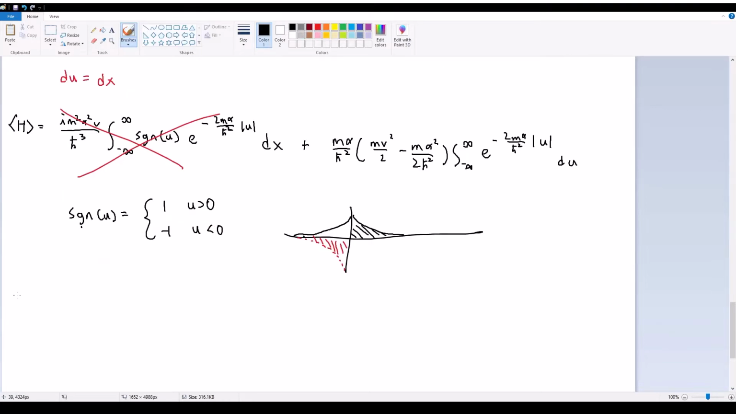So the expectation value of the Hamiltonian, aka the expectation value of the energy, is actually equal to m v squared over 2 minus m alpha squared over 2 h bar squared.